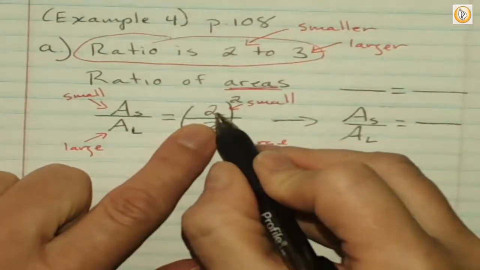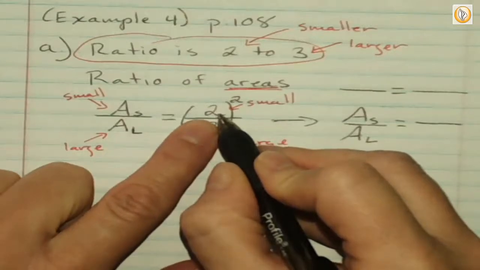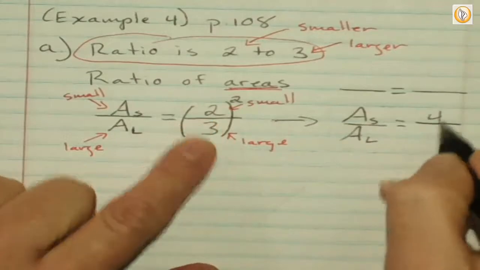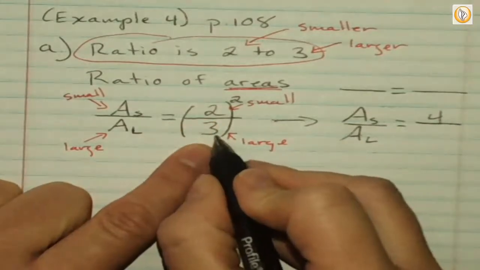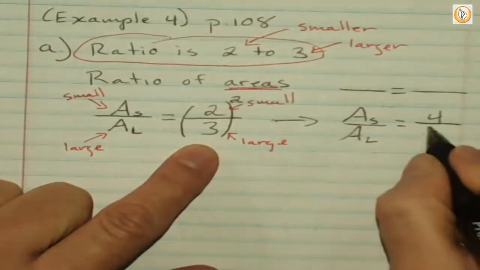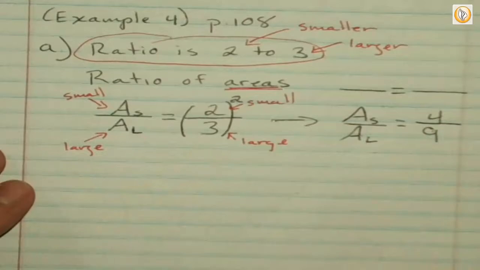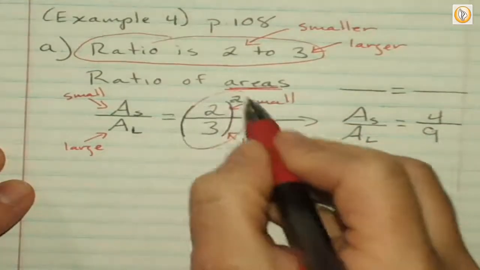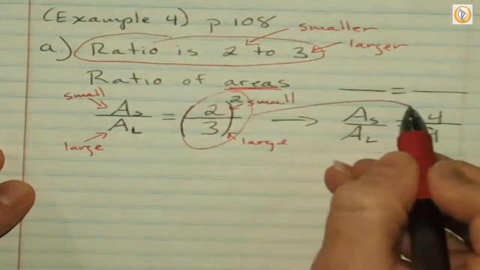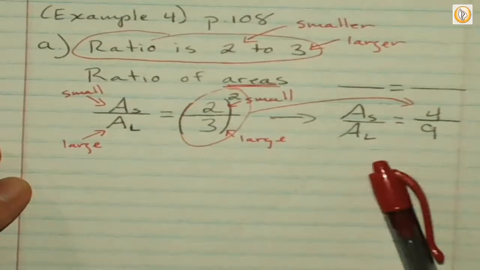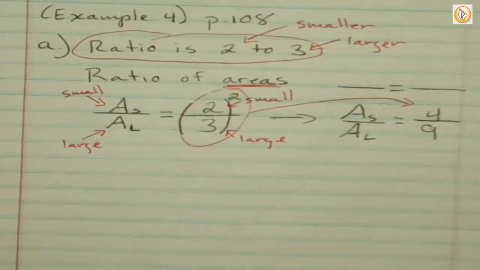What is 2 squared? Matt, what is 2 squared? 4. That's right. What is 3 squared? 9. There we go. We have to square it. Okay, so now I have my new proportional, right?